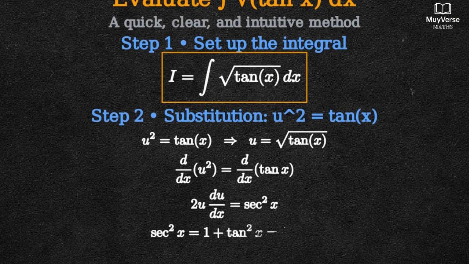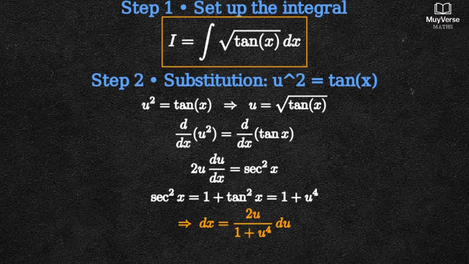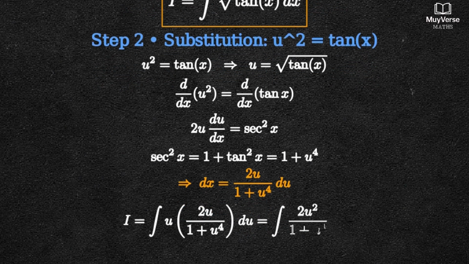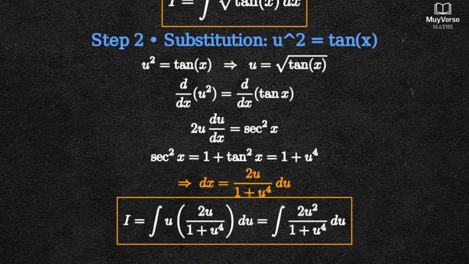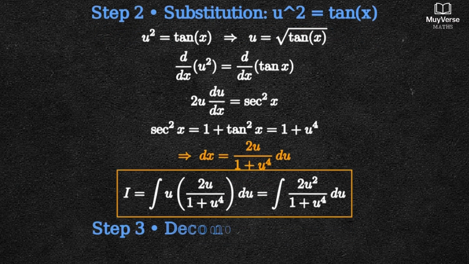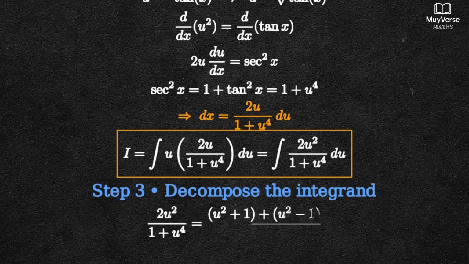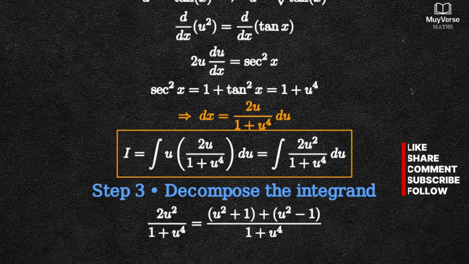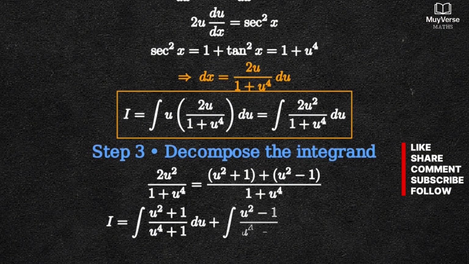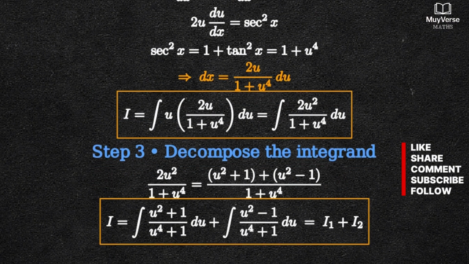Solve for dx to get 2u over 1 plus u to the fourth times du. Now substitute into the integral. The integral becomes the integral of 2u squared over 1 plus u to the fourth du. Step 3. Decompose the rational function. Write 2u squared as the sum, u squared plus 1 plus u squared minus 1. Then split into two integrals, I1 and I2.